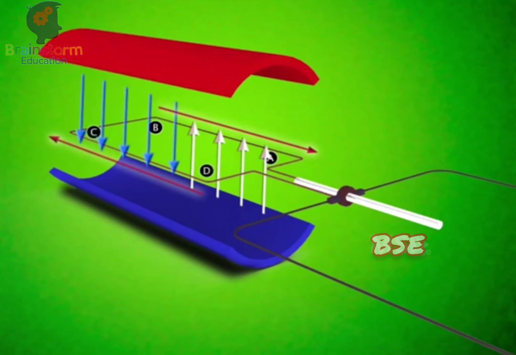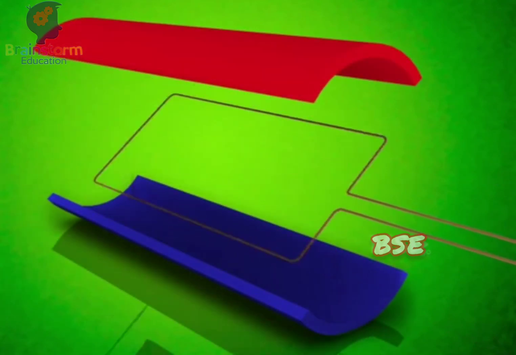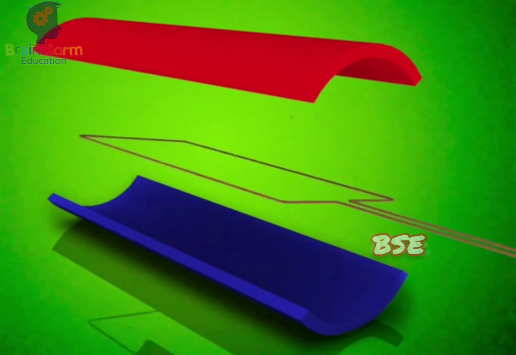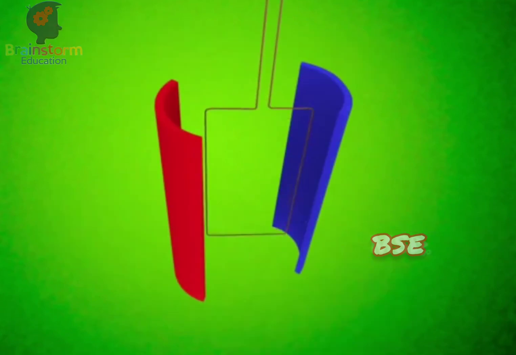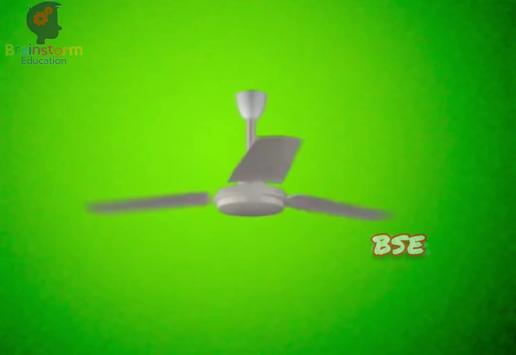Thus, when the flow of current is reversed, the direction of force is also reversed. This process is repeated, and the coil keeps on rotating continuously. This rotation results in the fan's blades rotating.